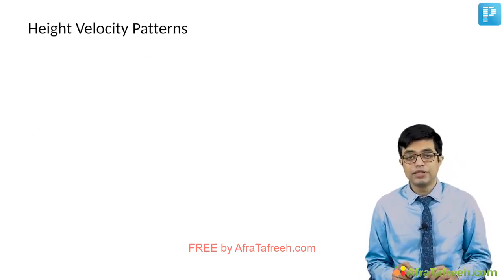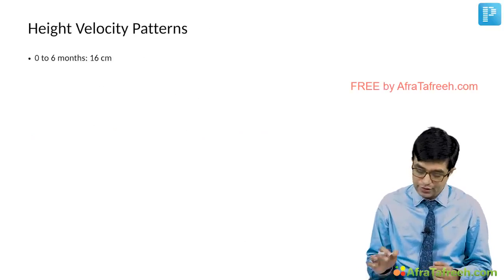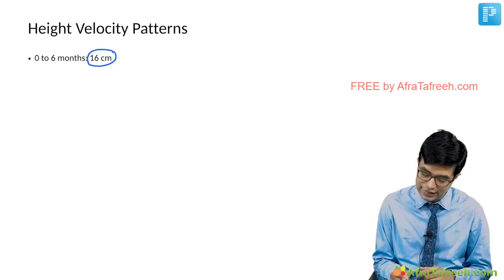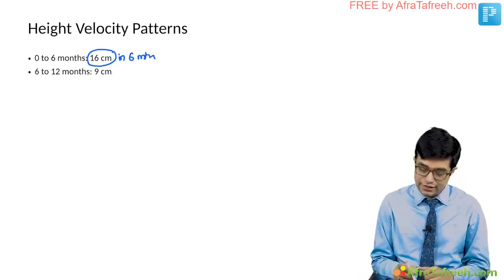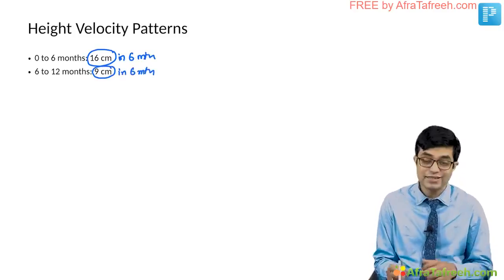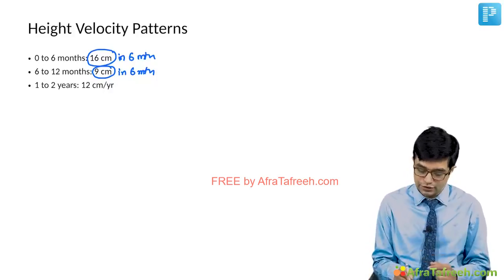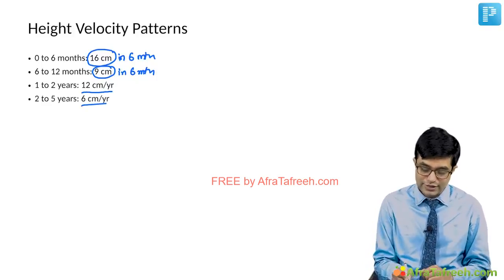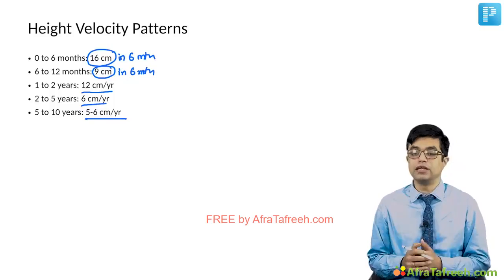What are the height velocity patterns? These are one-liners and you are supposed to remember. In 0 to 6 months, the height gain is 16 centimeters in 6 months. Between 6 to 12 months, it is 9 centimeters in 6 months. Every 6 monthly. 1 to 2 years, now it becomes a yearly thing. So 12 centimeters per year. Between 2 to 5 years, it is 6 centimeters per year. 5 to 10 years, it is 5 to 6 centimeters per year.